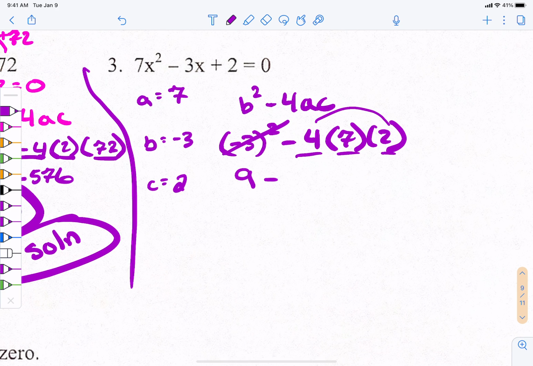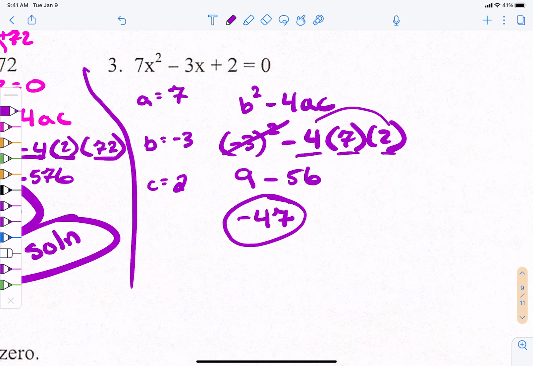4 times 2 is 8. What's 8 times 7? 56. 9 minus 56 is negative 47, and that tells me that there are 0 solutions. No solutions. You can put a circle with a line through it, but it is not going to touch the x-axis.